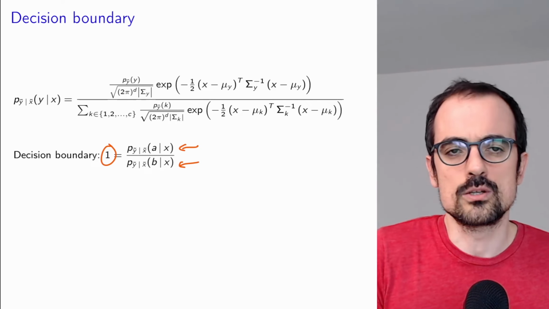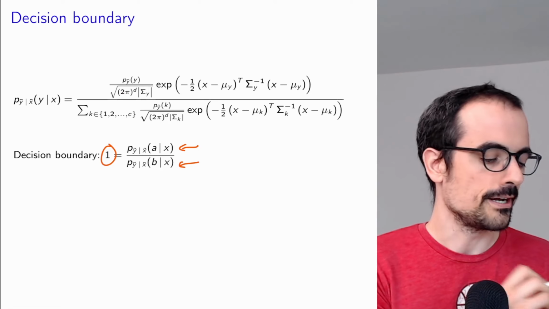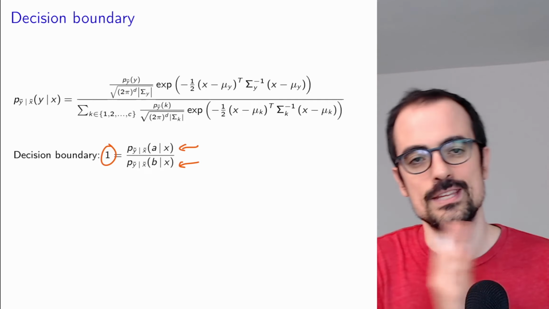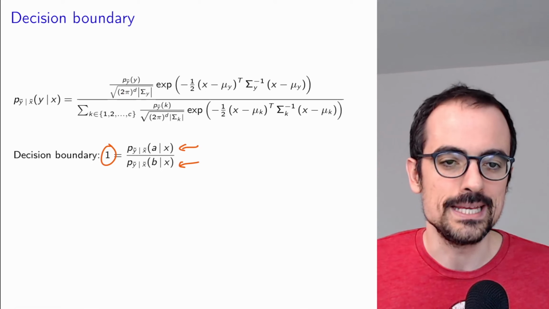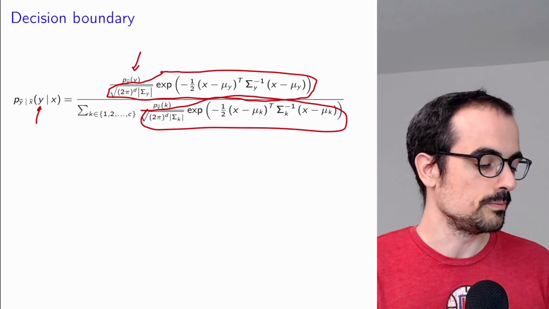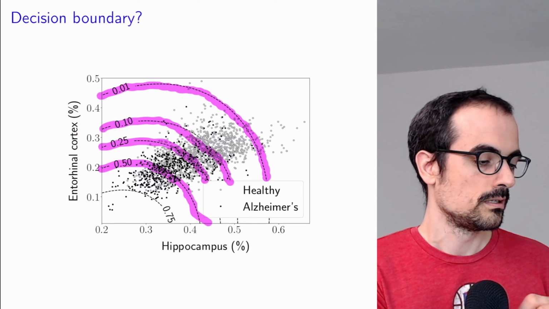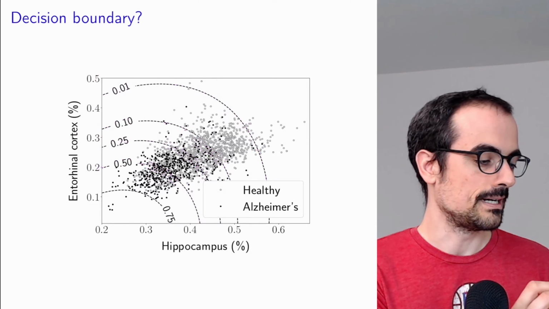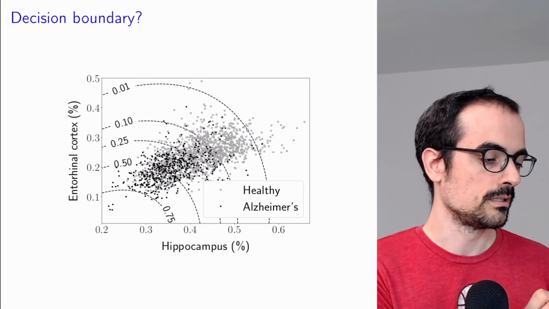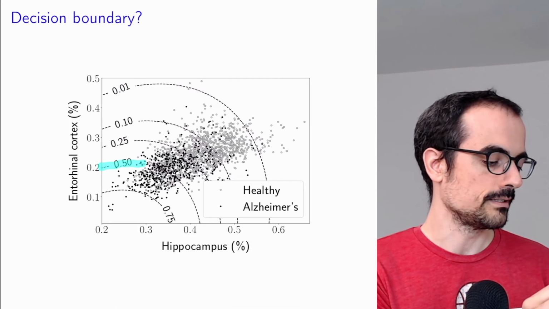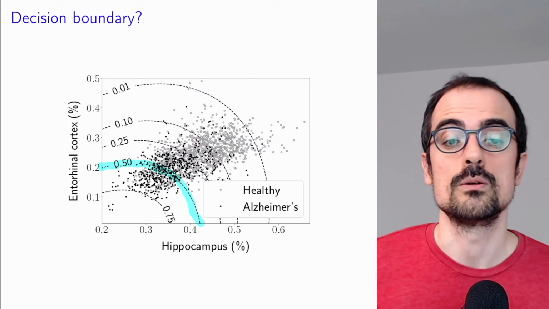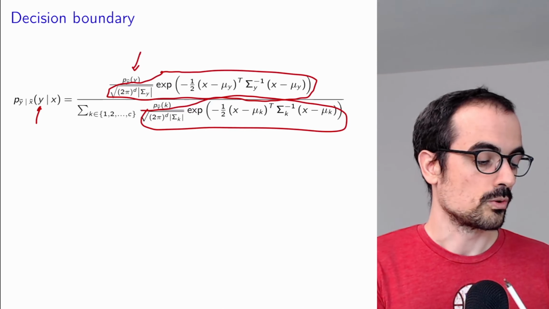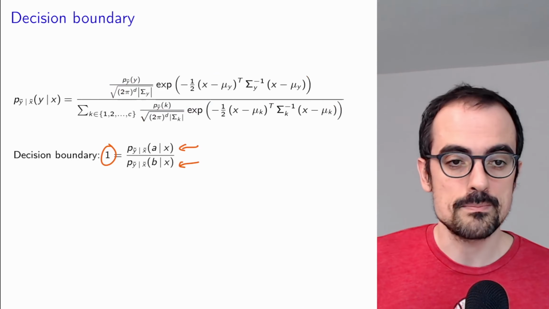That's what is often called a decision boundary, because on one side of the boundary, the probability of A is going to be higher, and on the other side of the boundary, the probability of B is going to be higher. In our example, the boundary that I'm actually referring to, just to be clear, is this one, 0.5. On one side, the probability of healthy is higher. On the other side, the probability of Alzheimer's is higher. So we're going to try to see why that has that shape.